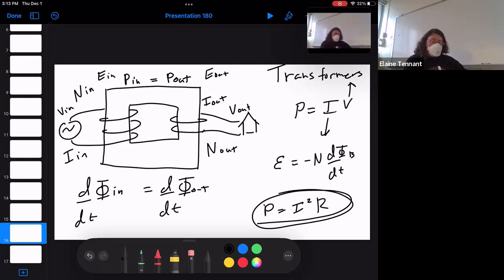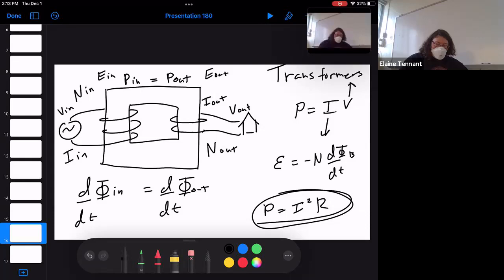Then you run it through a series of transformers to ramp down the voltage and ramp up the current. So at the end of the day, you can actually run multiple devices in your home at a reasonable voltage. Does that make sense? Okay, and that's why transformers work.